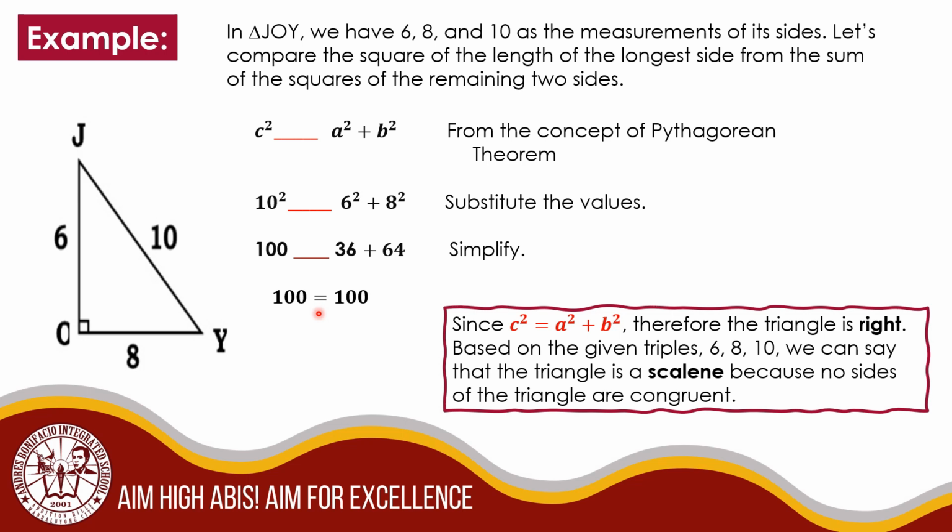Based on the given triples, 6, 8, 10, we can say that the triangle is a scalene because no sides of a triangle are congruent.